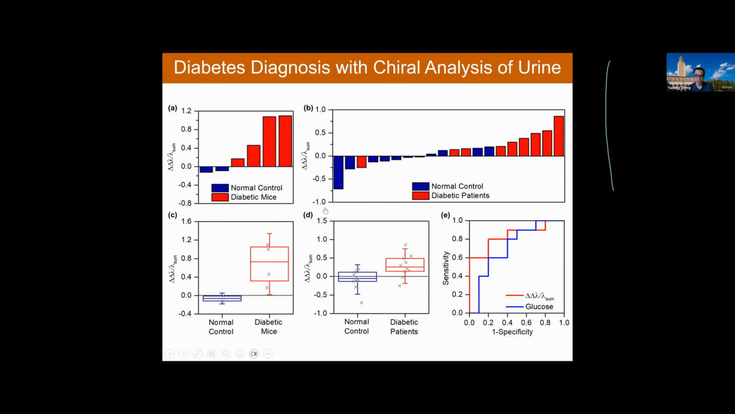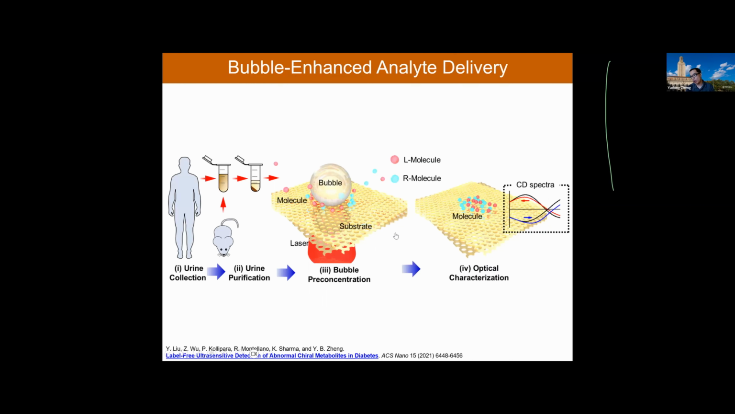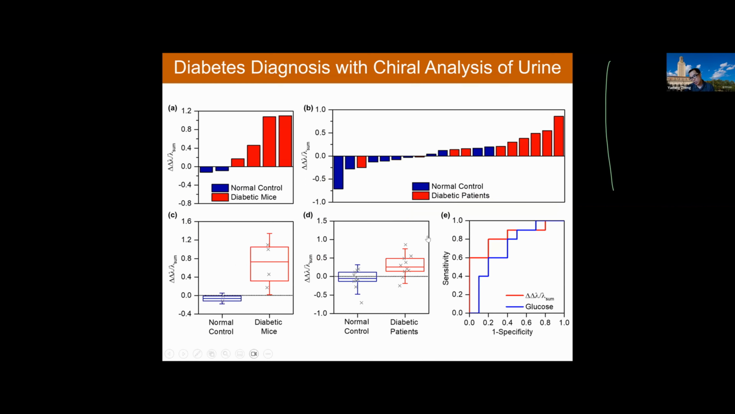One example, we can use this to detect biomarkers, in particular the chirality of the molecules, biomarkers in the urine, to monitor diabetes. And typically we use glucose in the blood. But here we actually show that the total chirality change of those metabolites in urine can also be a powerful indicator of diabetes, and the sensitivity is not worse than glucose detection.